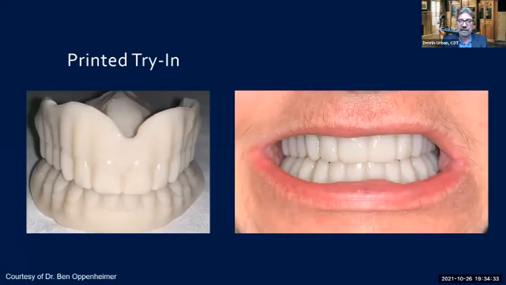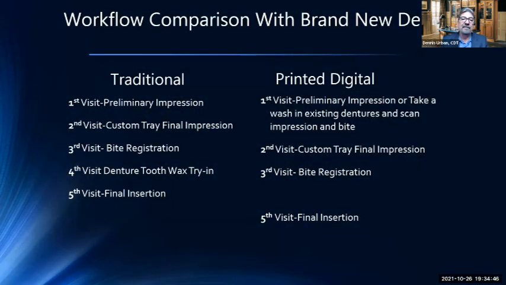So there's your printed try-in. They don't look too bad. Any adjustments that have to be made, you can make them. And again, if it feels too loose, you can also take another wash impression, and we can rescan that and merge it with the original file. If you're not doing a comparison with a brand new denture, if you don't have an existing denture to work with, then you're still going to do pretty much a 5 visit denture here. Preliminary impressions are taken for the custom tray, then bite registration, then the 4th visit is going to be the printed try-in, and the 5th visit is going to be the final insertion.